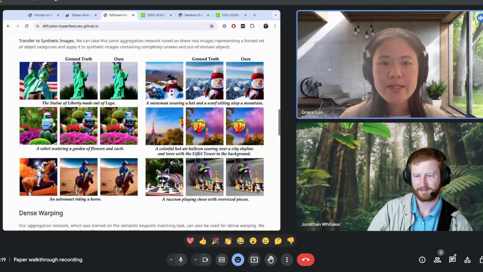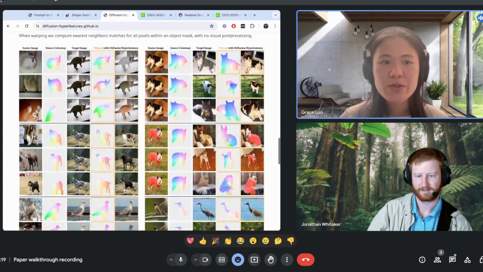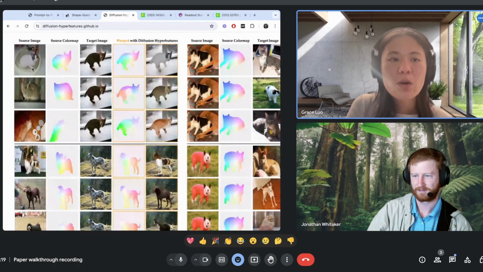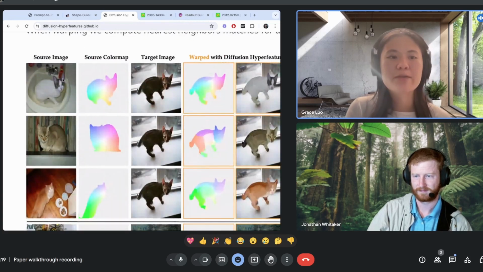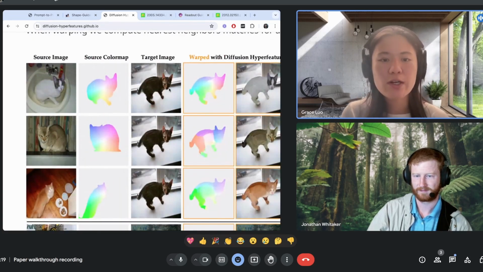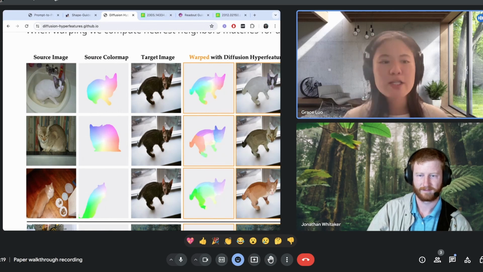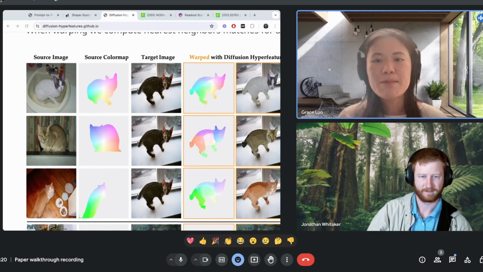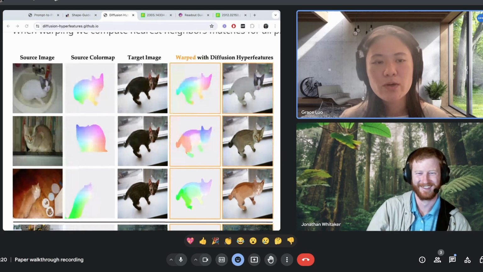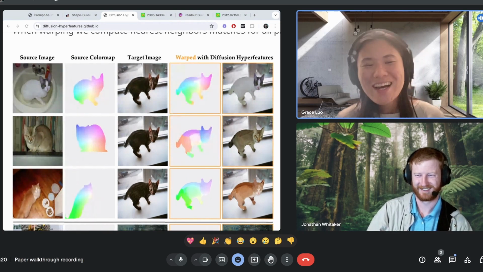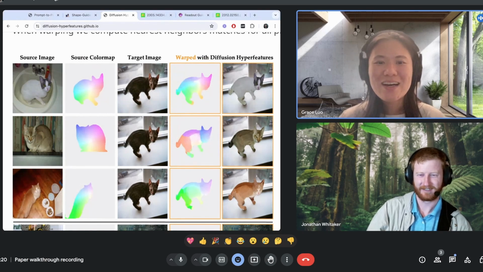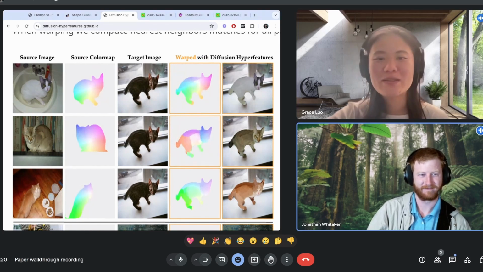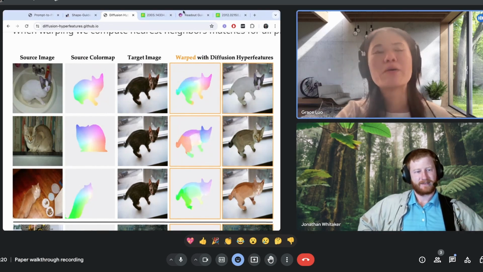And these feature maps are also very dense, so you can use them for warping. This is essentially saying, for the feature map of the source image and the target image, if you do nearest neighbors matching, for every point on the source image, what is the nearest in the target, and then you warp it, then it can do pretty nice warps, which is fun. So that's neat.